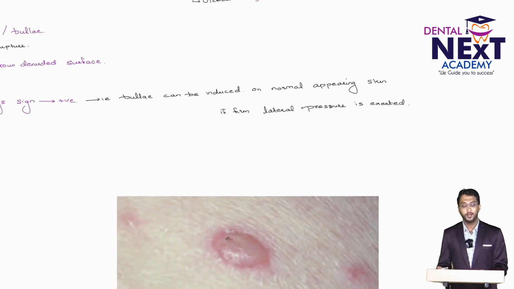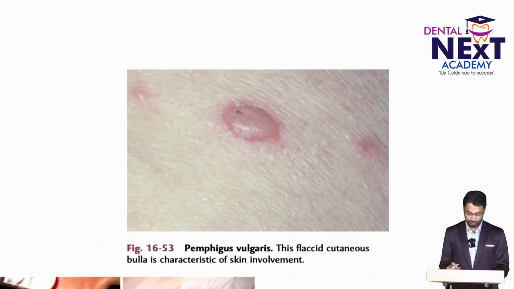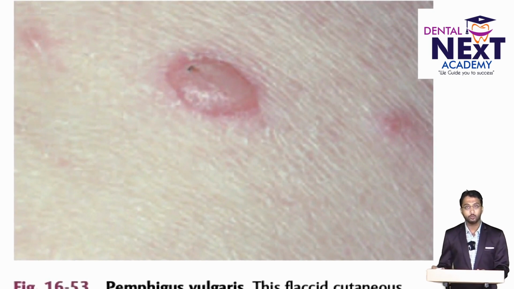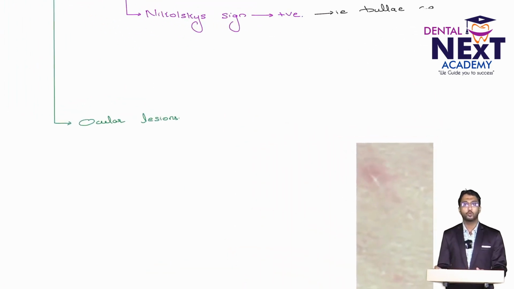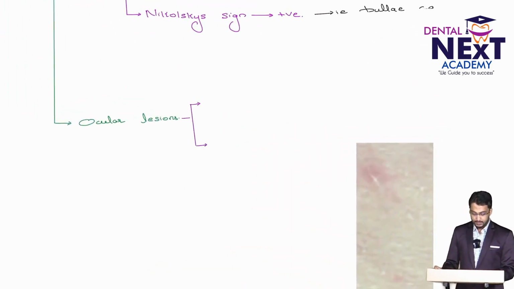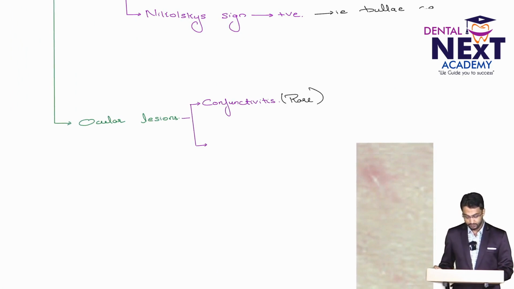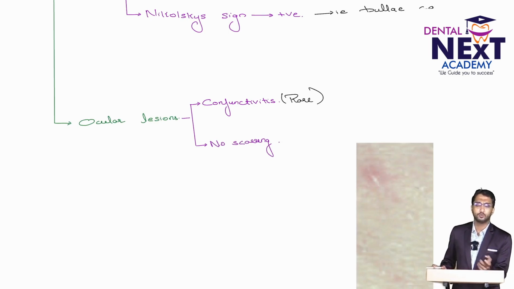You don't want to induce bullae. So this is basically the pemphigus vulgaris cutaneous bullae, as you can see here, which is the bullous lesions. Now, the next lesion is ocular, the eye. We can see the conjunctivitis, which is very rare, and no scarring is seen. Even if there is conjunctivitis, you couldn't see scarring.